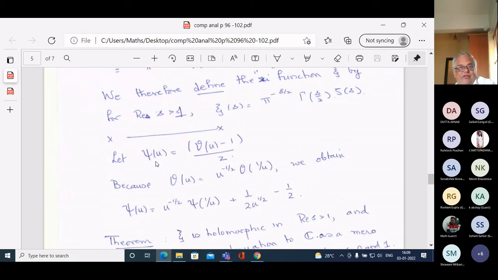This is an exercise, because I know that theta of u is equal to theta of 1 by u into u to the minus half. So I know a relation between theta of u and theta of 1 by u. Therefore, I should get a relation between psi of u and psi of 1 by u. And that is a relation.